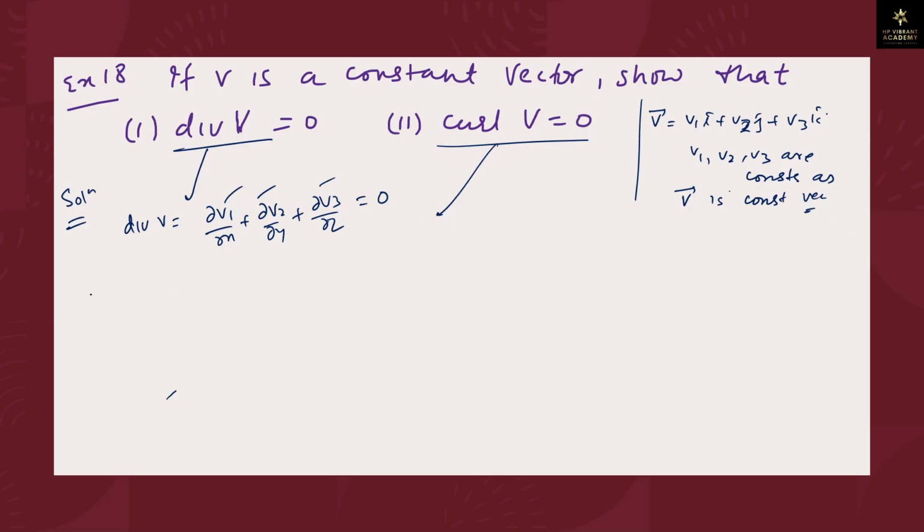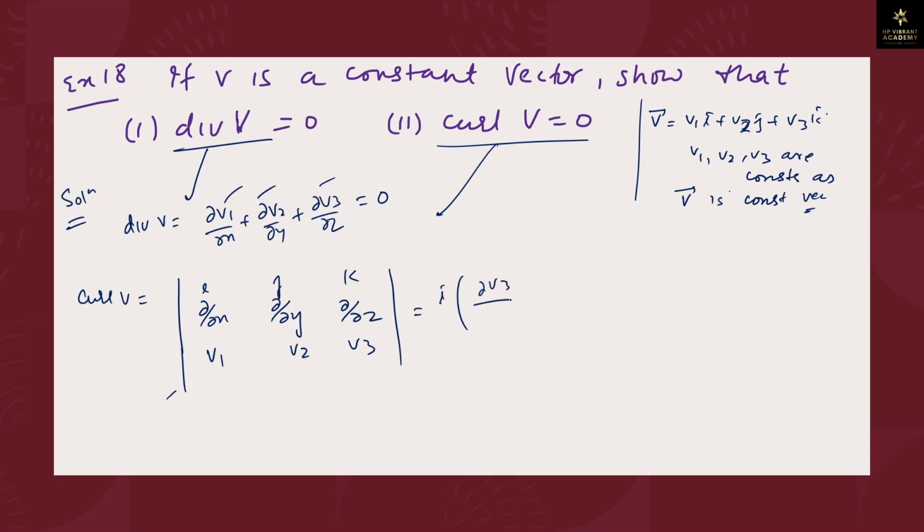So curl of v we can write as the determinant with i, j, and k, then del upon del x, del upon del y, del upon del z, and the components v1, v2 and v3. So this is equal to i cap of del v3 upon del y minus del v2 upon del z plus j cap of del v1 upon del z minus del v3 upon del x plus k cap of del v2 upon del x minus del v1 upon del y.